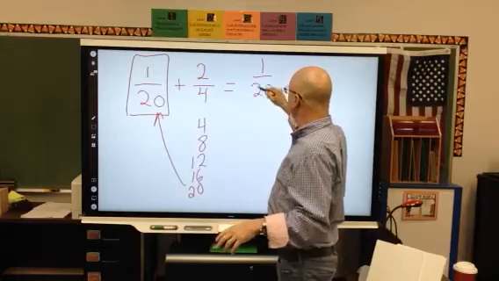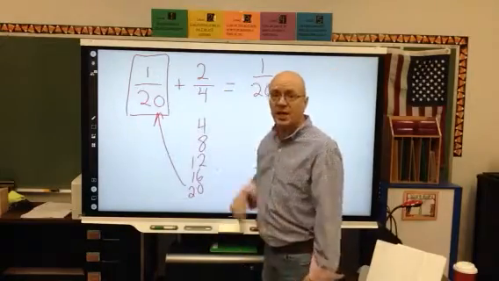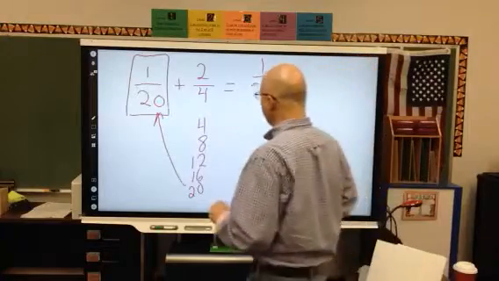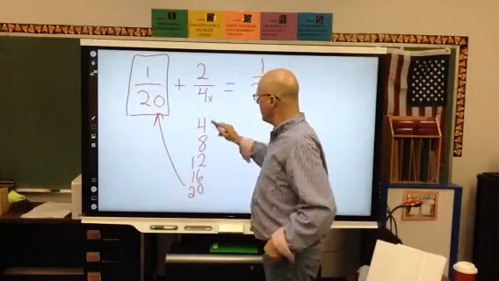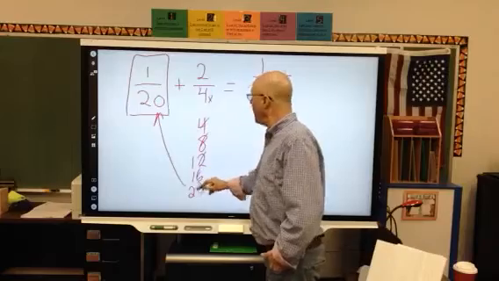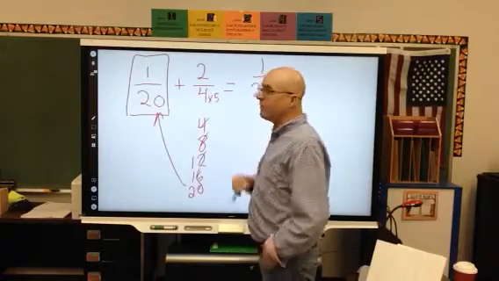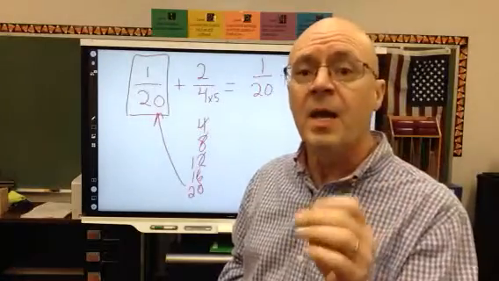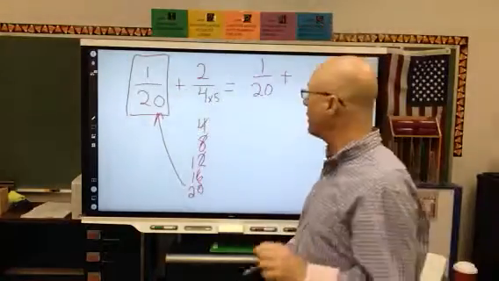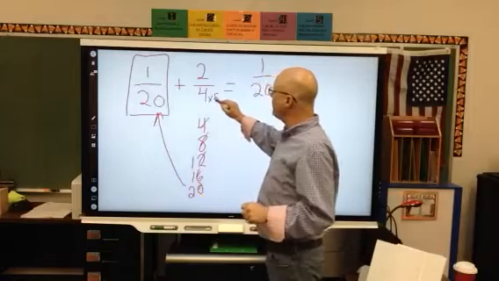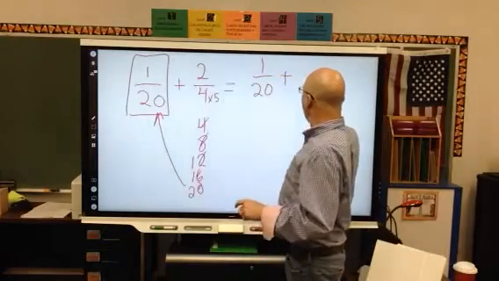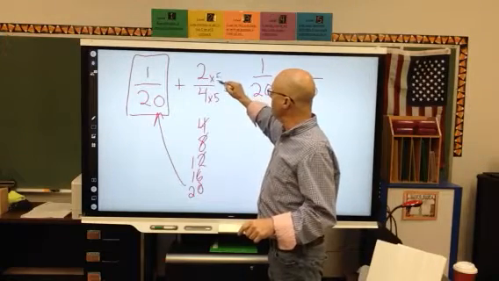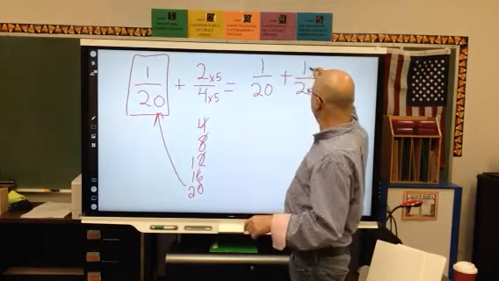1/20. Now, this one I have to change. I have to get a common denominator. So what did I multiply 4 by to get 20? 1, 2, 3, 4, 5. I multiplied 4 by 5. Now, whatever I do to that bottom denominator, I must also do to the numerator. So I multiplied 4 times 5 to get 20. That's going to be in the new fraction. I also have to multiply 2 times 5 to get 10.